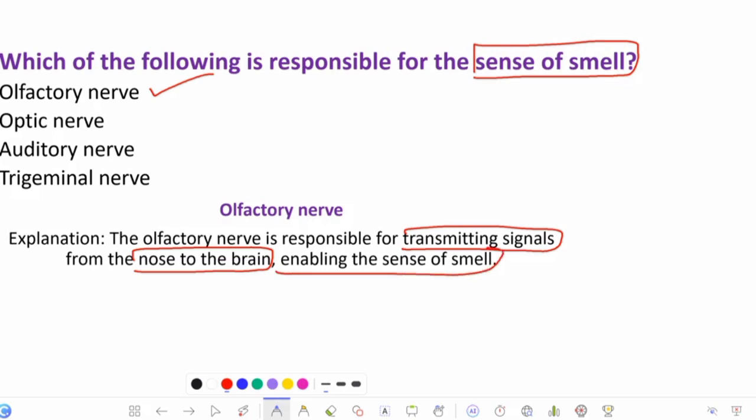One point which is very important. For example, if there are no signals from the nose to the brain, we won't understand the exact smell of anything. So signals should be sent from the nose to the brain for the correct sense of smell. Olfactory nerves are responsible for this function.